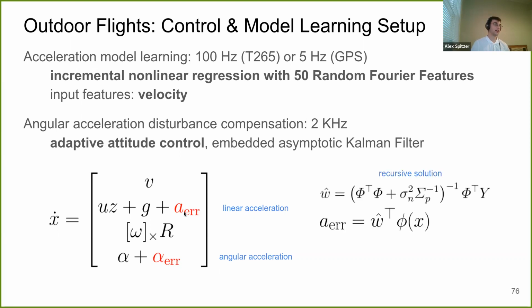And this linear acceleration is, as before, computed recursively using this incremental nonlinear regression equation. The output of this is just a linear function of these parameters W, and phi here are the 50 random Fourier features. So we take x, which is velocity, we multiply by all these random frequencies, take sines and cosines, and then take a linear function of that.